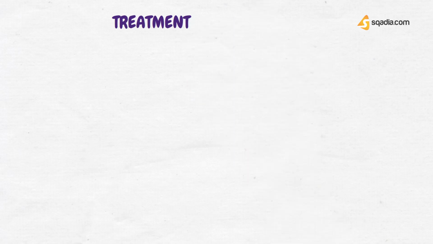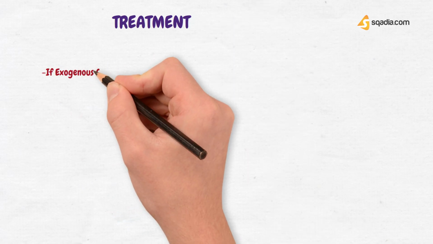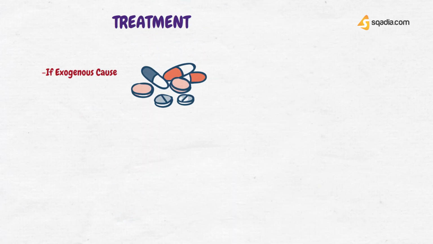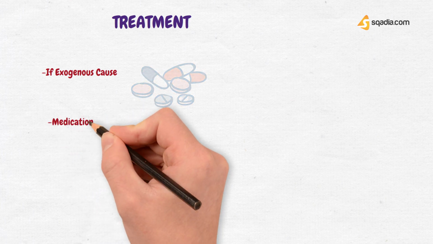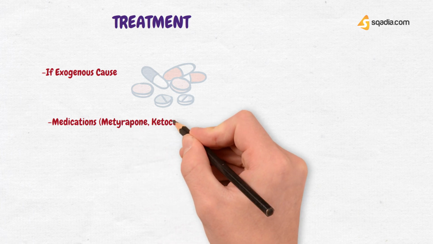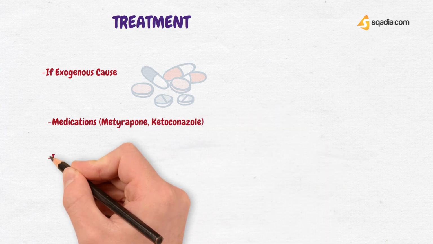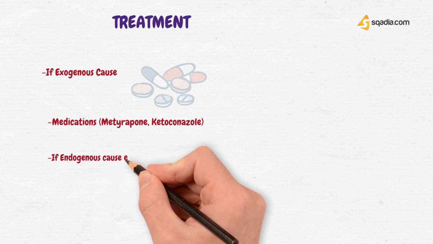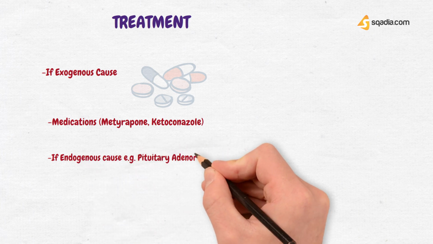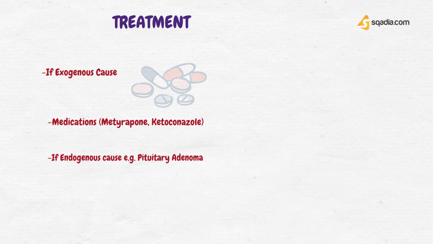How do we treat Cushing syndrome? If the cause is exogenous, due to steroid medications, the medications are gradually tapered off. Medications used in treatment of Cushing syndrome include metyrapone and ketoconazole, which block cortisol production. If the cause is endogenous, such as pituitary adenoma, surgical excision would be required.